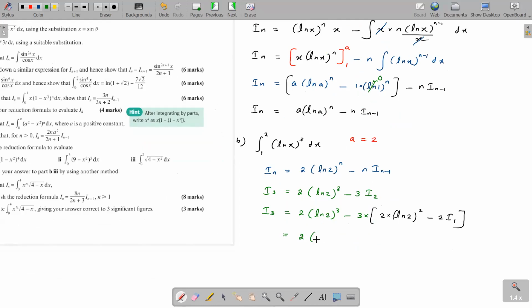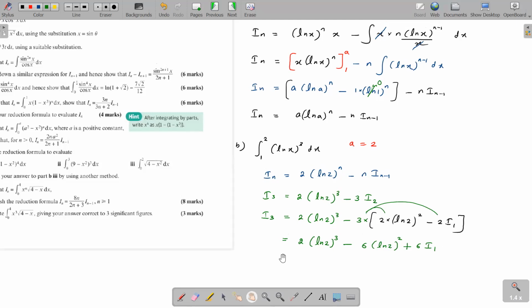So I get here 2 times (ln 2) whole to the power 3. Can I take this power 3 in front and multiply with the 2? This 3? No, it belongs to the whole ln 2. It's not belonging just to the 2. I was just testing you. You cannot bring this 3 in front. Open the bracket here. 3 into 2 you get 6 (ln 2) whole thing to the power 2, minus 3 into minus 2 is plus 6 I_1. Do you understand?